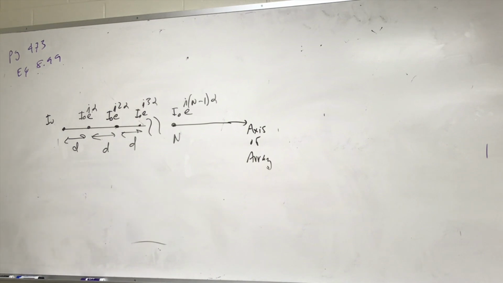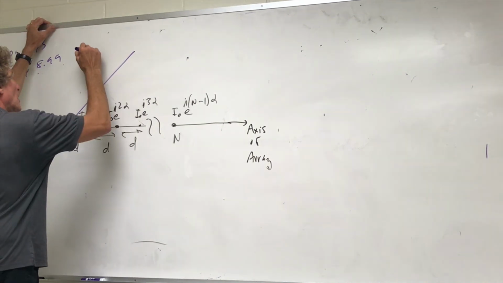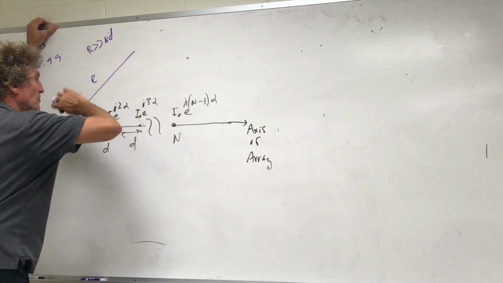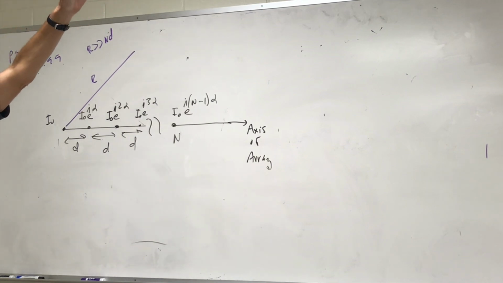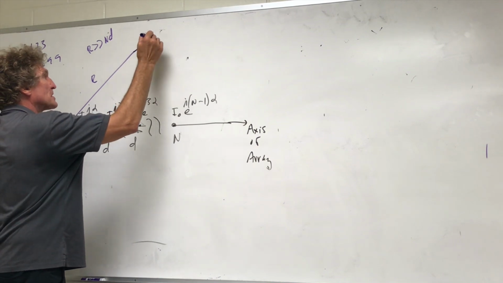Now the next thing we do is we're going to assume we're in the far field. We're a long way away. Matter of fact, we're going to assume we're at a distance r, where r is much, much greater than the number of elements times d. Think of this as we're looking at a star. That's how far away. So we're a distance r away, and at this point, we want the electric field.